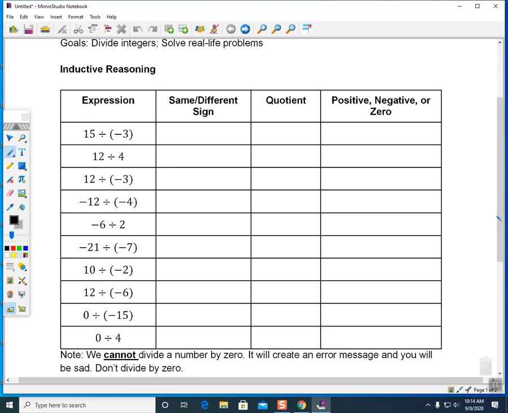So, first one, 15 divided by negative 3. I'm looking to see if they have the same sign or different signs. 15 is positive, 3 is negative, which tells me that they're different. When I do 15 divided by negative 3, that's going to give me a negative 5. So my answer is negative.